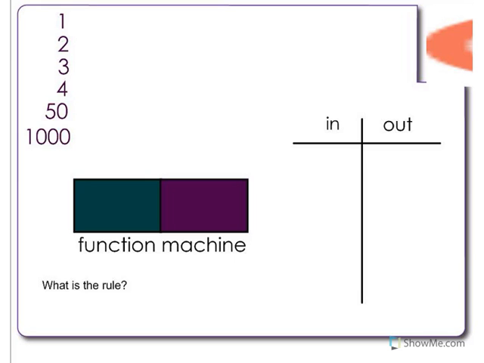Here, this one doesn't work as well on Show Me because it looks kind of cool once you do it on the smartboard. So if I were to take these values for my domain, again, this is another example you should be writing down, and I'm going to plug them in: 1, 2, 3, 4, 50, and 100. The question is, what is the rule of the function?